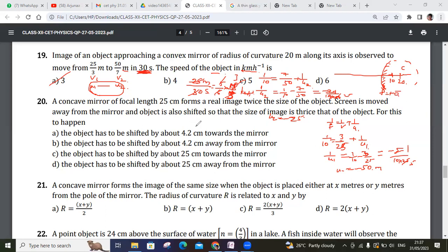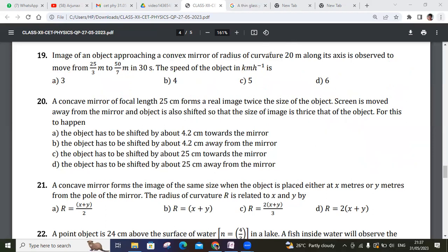Similar way, not similar, but a concave mirror is there here. A concave mirror with focal length 25 centimeter forms a real image twice the size of the object. So a real image is forming in the concave mirror. If a real image forms, it will form here, and it will be inverted. Real and inverted it will be.